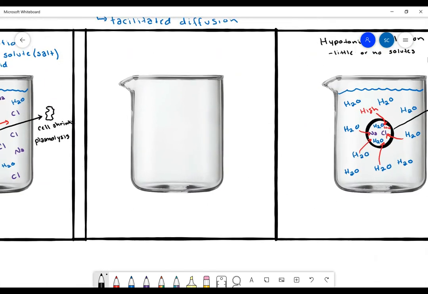Okay, so we're going to look at our middle solution. So this one is going to be an isotonic solution.